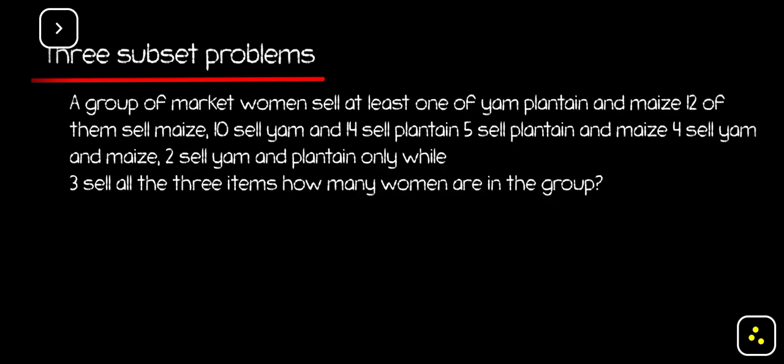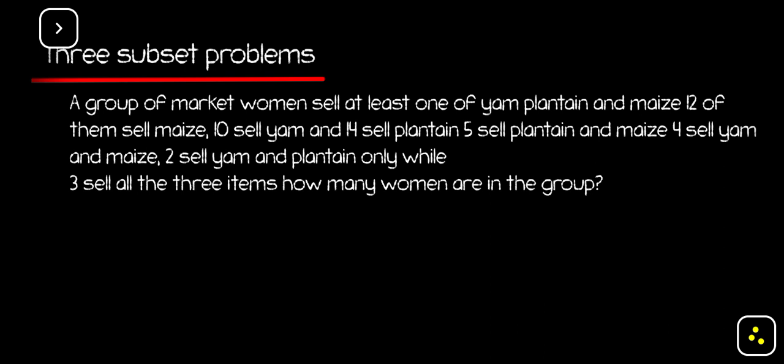See if we can solve a three subset problem. Now this problem says a group of market women sell at least one of yam, plantain, and maize. 12 of them sell maize, 10 sell yam, 14 sell plantain, 5 sell plantain and maize, 4 sell yam and maize, 2 sell yam and plantain only, while 3 sell all the 3 items. How many women are in the group?